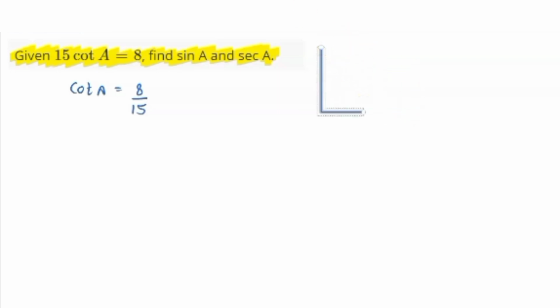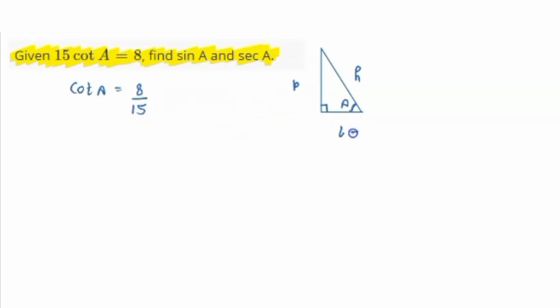I'm drawing the right angle triangle so that it becomes easier for me to use these ratios. Suppose this is my angle A. I'm given that cot of angle A is equal to 8 by 15. In this triangle, this is the hypotenuse, and if this is the angle I'm considering, angle A, then this is going to be the base, this is going to be the perpendicular, and this is going to be the hypotenuse. It is given that the ratio of the base to perpendicular is 8 by 15.